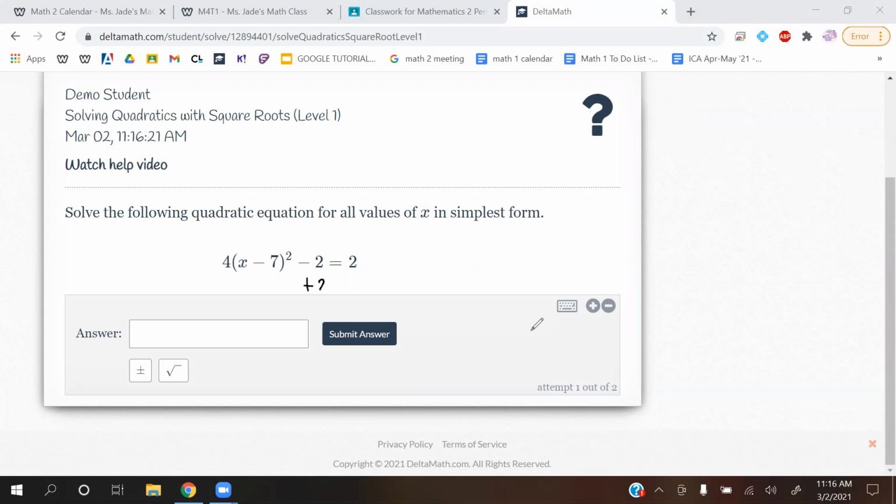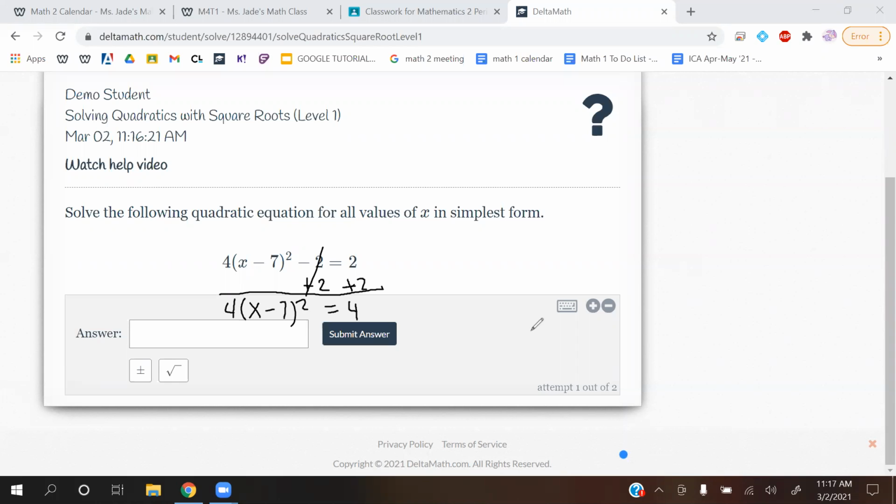First step is to get rid of that minus 2. So I'm going to do the opposite of subtracting 2, which is adding 2. That way, since they are opposites, these will cancel out. I will be left with 4 parentheses x minus 7 squared equals 4.